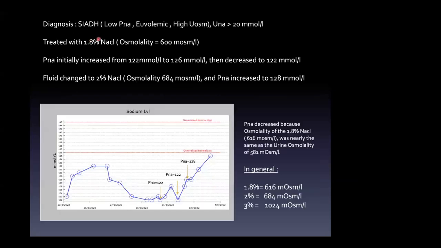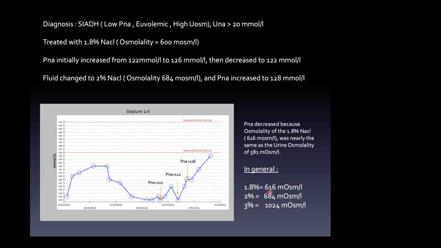So here you can see that we diagnosed this patient as SIADH, which was appropriate. And again, on the floor, we gave this patient 1.8% sodium chloride. And look what happened. He went from 122 to 126. We were very happy for one day, and the next day it went down to 122. Then we changed the fluid. We gave him 2% sodium chloride, and then it gradually went up. But the question my junior asked me was, why, even when we gave this person 1.8%, which is hypertonic to normal saline, did his sodium go up and down? So it took me a few minutes and then I figured it out.